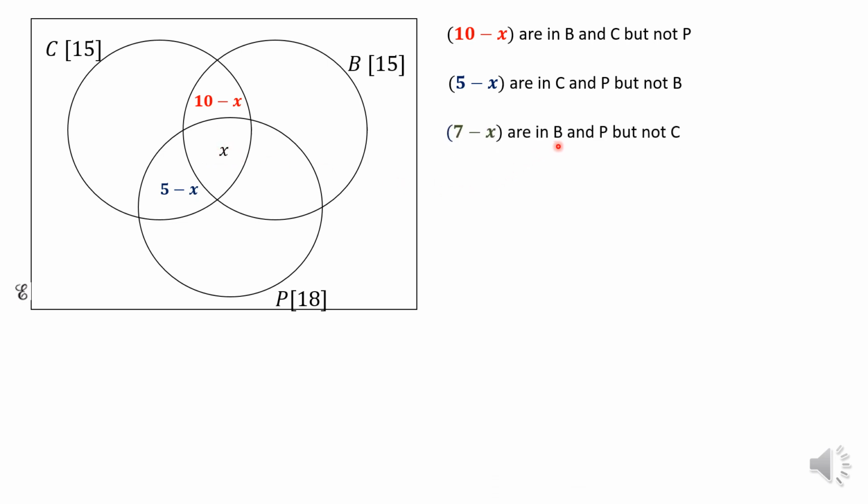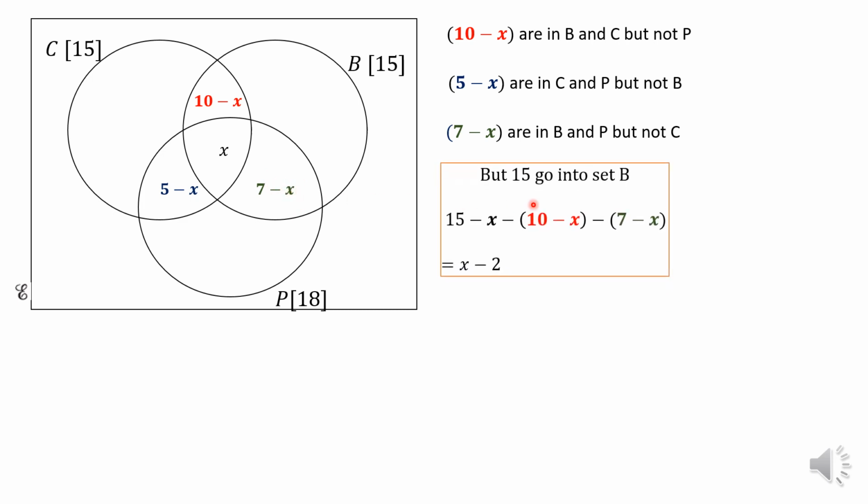And then 7 learners are doing biology and physics, but not chemistry. So it's this particular region here. So what is left is for us to find the remainder of what comes inside the rest of the sets. So we know that, for example, for biology, there are 15 learners altogether doing biology. So in order for me to then find what I will be left with, it is going to be the addition of these subtracted from 15. And that gives me X minus 2 when I do that.